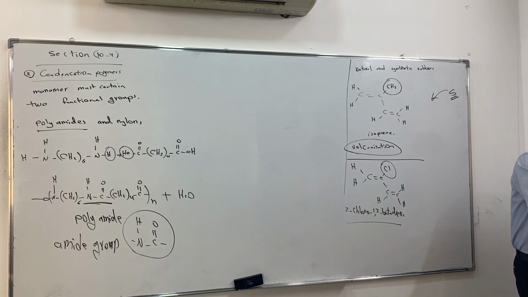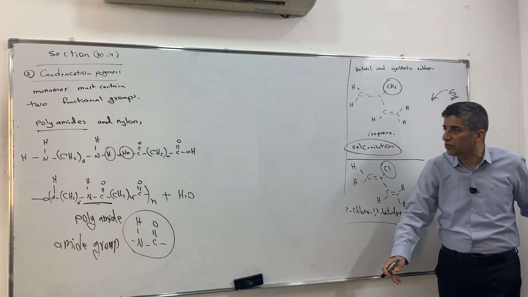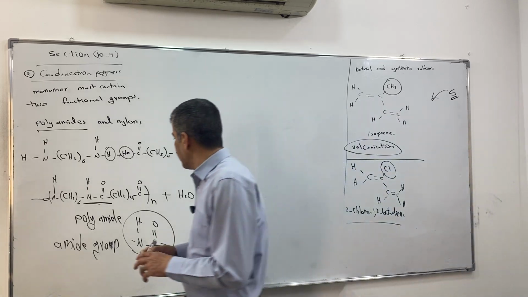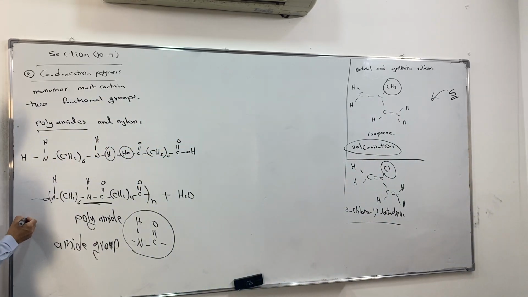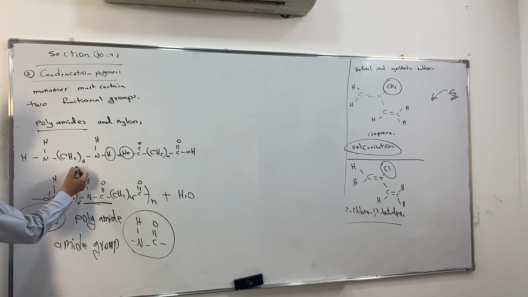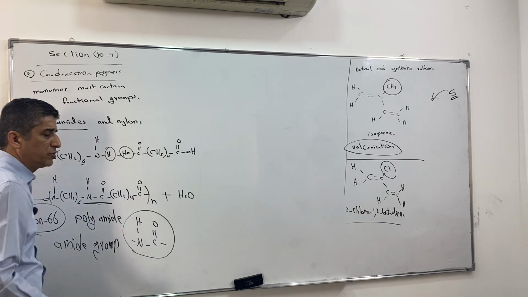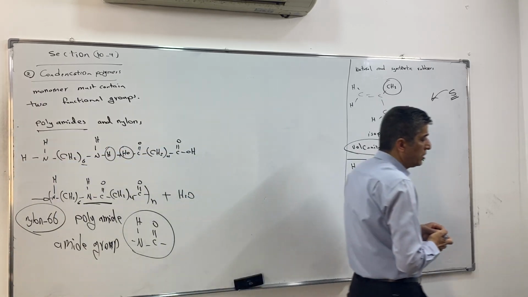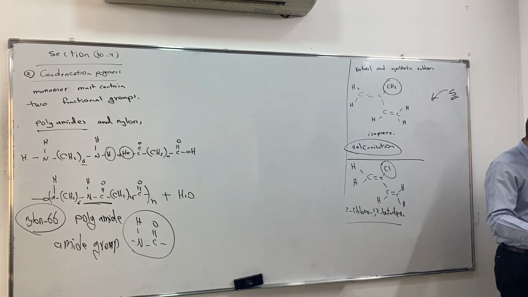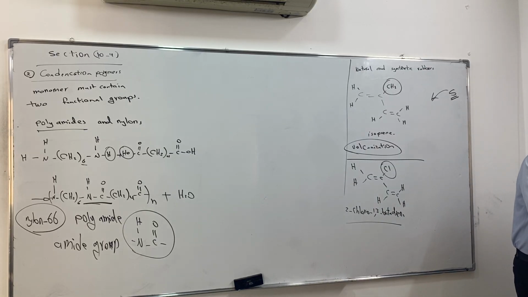The product is called polyamide or nylon 66. Why is it called nylon 66? Because each monomer contains 6 carbon atoms, in diaminohexane and in adipic acid.